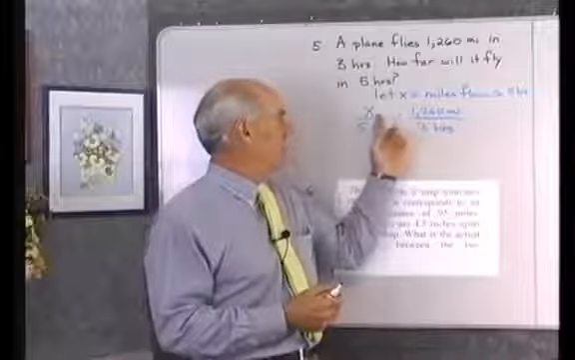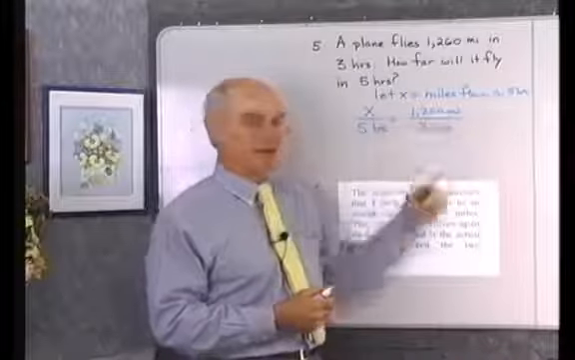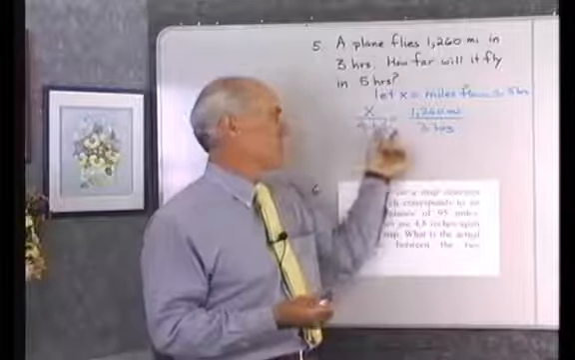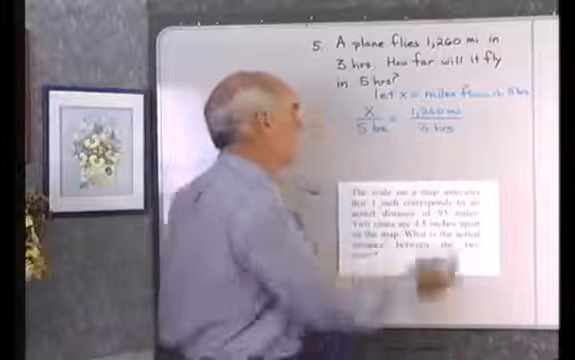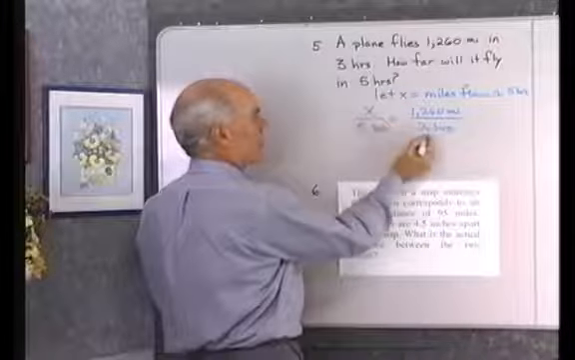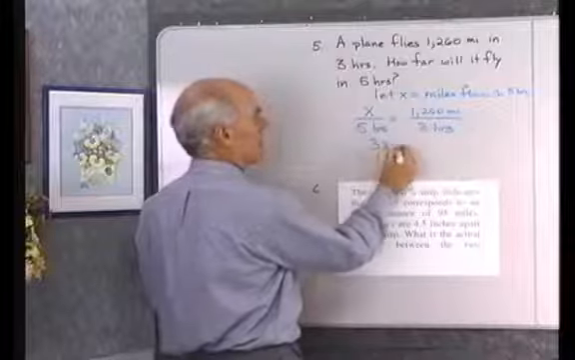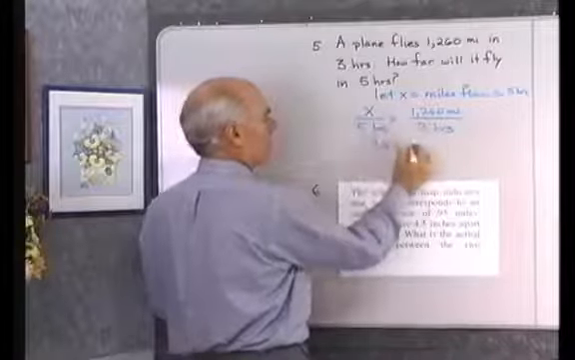So I have miles over hours and miles over hours. I just want to make sure that I have the same ratio of units on one side and on the other side. Then I can really just forget about the units. Here I have a proportion now. I'll multiply x times 3 and get 3x. And then I'll multiply 5 times 1,260.